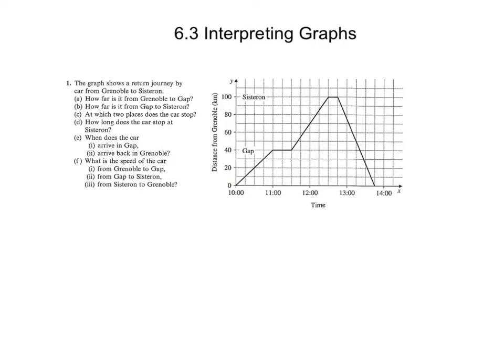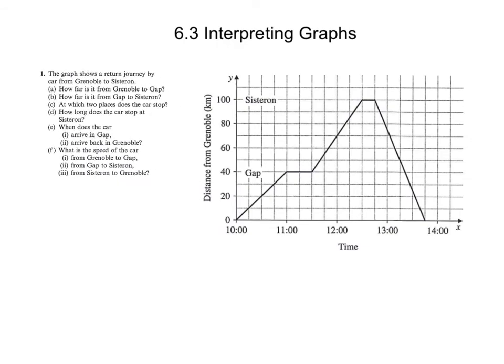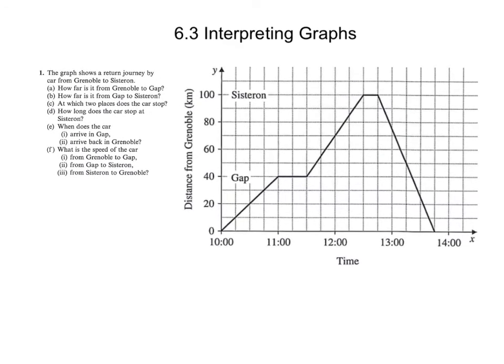Okay, this one says the graph shows a return journey by car from Grenoble to Sisteron. And I'm sorry if I'm completely mispronouncing those two places. So in other words, they started in Grenoble, as you can see, it's distance from Grenoble on the left. Okay, I'm going to make this graph a lot bigger, and I'm going to make this problem over here in the corner smaller. All right? So it says distance from Grenoble, and we start at 0. In other words, we're in Grenoble.